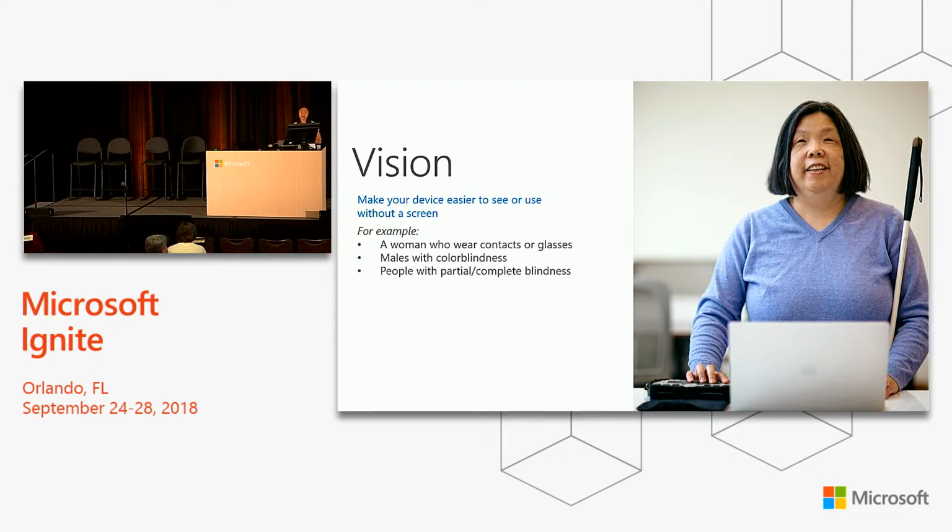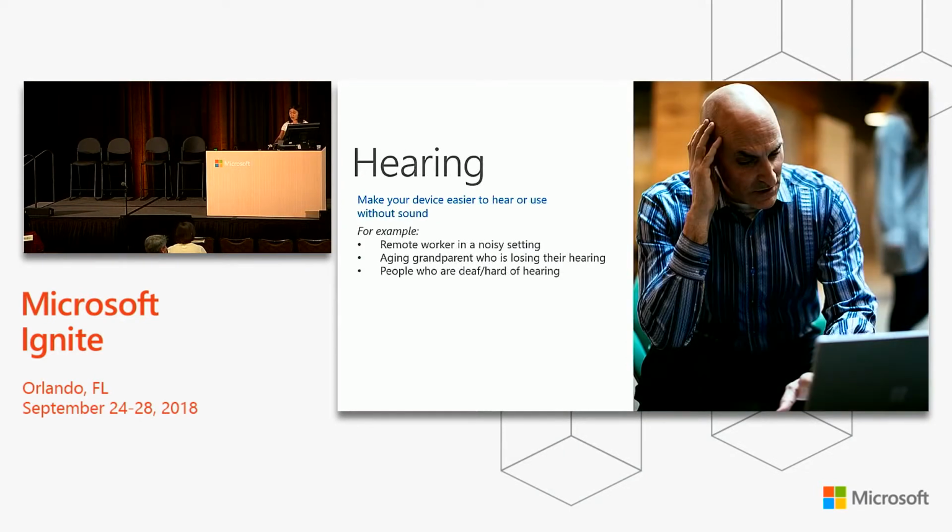Those are some of the features that we've got with InVision. But let's talk about some of the other buckets. What about hearing? How do you think about that? For hearing accessibility, it's all about making your device easier to hear or use without sound. For example, if your computer gives you sound notifications and you can't hear, there's an option to turn on visual notifications instead. So that's something that you can do.